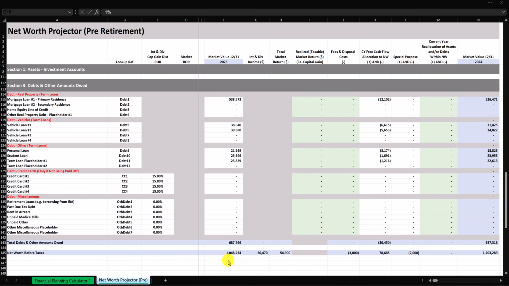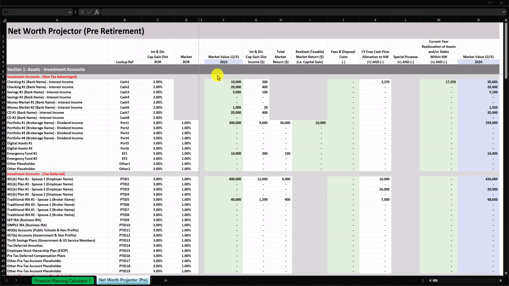So if we scroll back down here, this couple or individual, we will set up the calculator to be able to handle both one person as well as 2. They have a net worth of about $1 million less any tax effect on that $440,000 that's in those pre-tax accounts.